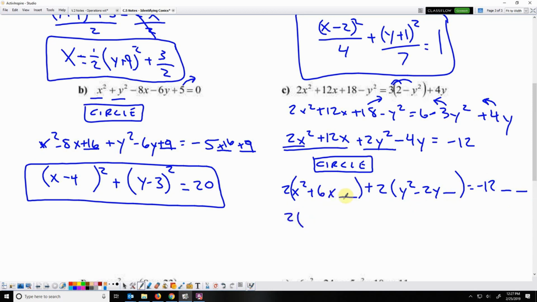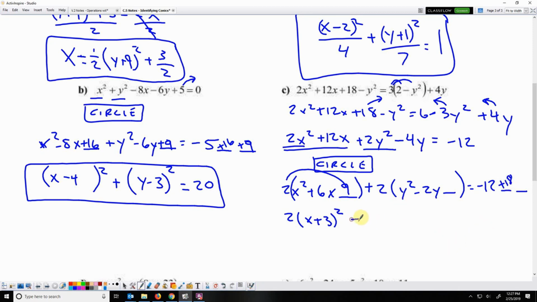Half of b is 3. Squared is 9. Okay, so I'm just going to move right into factoring that. Half of b is 3, x plus 3 squared. Okay, now what I added is 18, so plus 18.